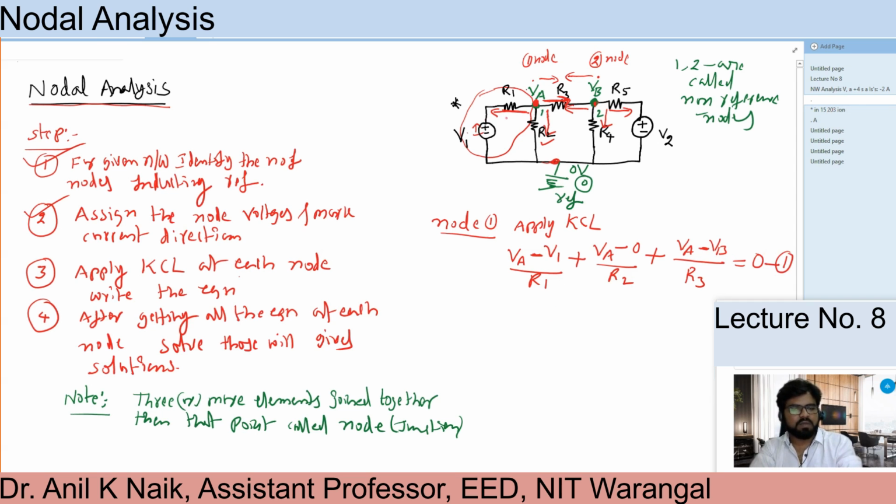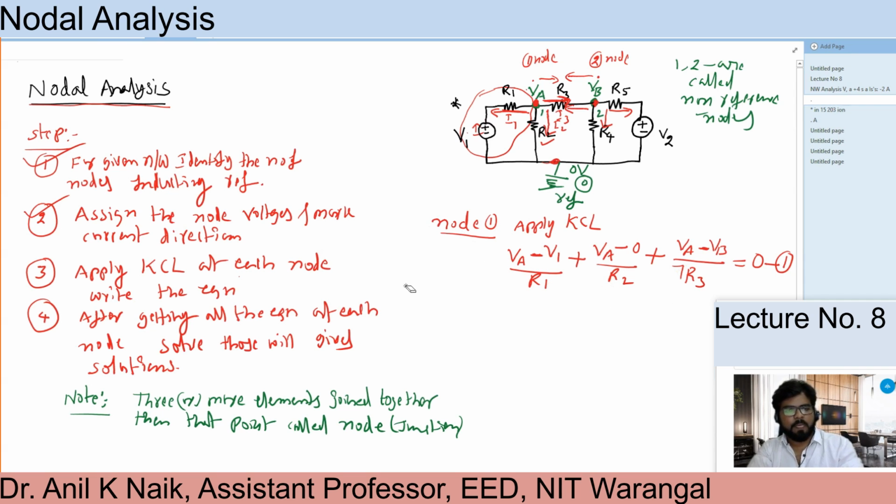If you assume these are I1, I2 and I3, then I can write I1 plus I2 plus I3 equal to 0. So this is the KCL we are writing. This is a current, this is also a current, and this is also a current, equal to 0. So this is my KCL I'm writing here. My expression is this.